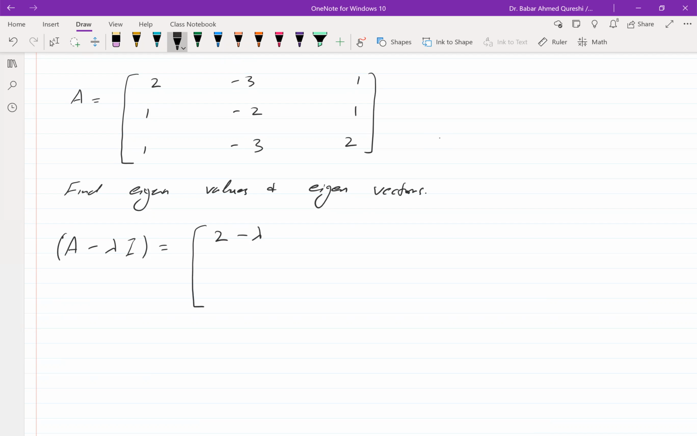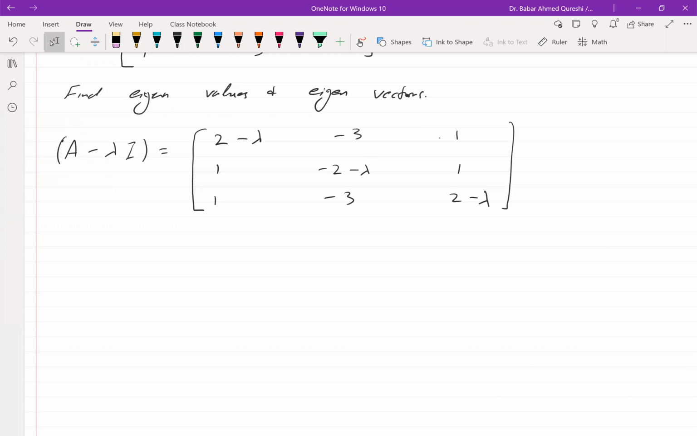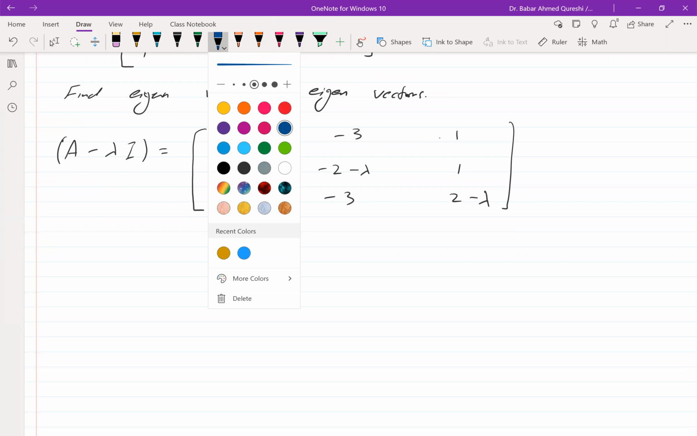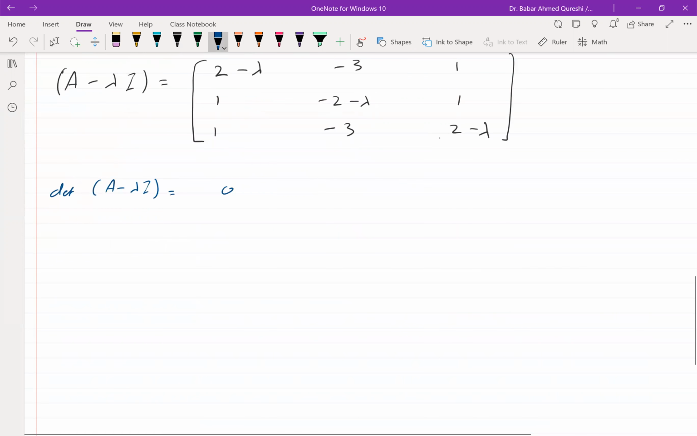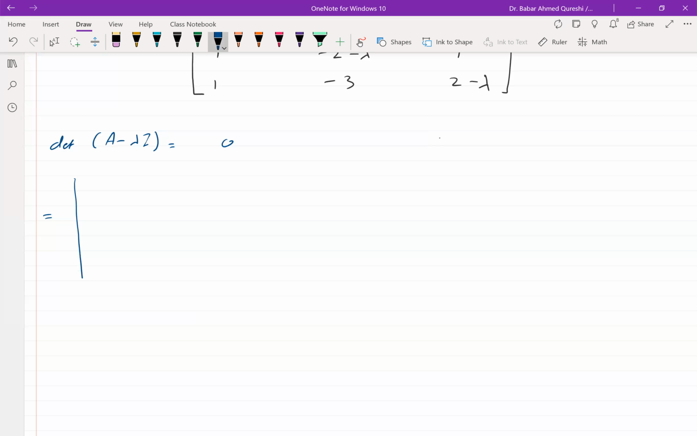So it's 2 minus lambda, minus 3, 1, 1, minus 2 minus lambda, 1, 1, minus 3, 2 minus lambda. So effectively, just on the diagonal entries, you subtract lambda every time, because you are always subtracting lambda I. And then you compute the determinant of it and put it equal to 0. So the determinant is just the determinant of this matrix, which we just constructed, and put equal to 0.